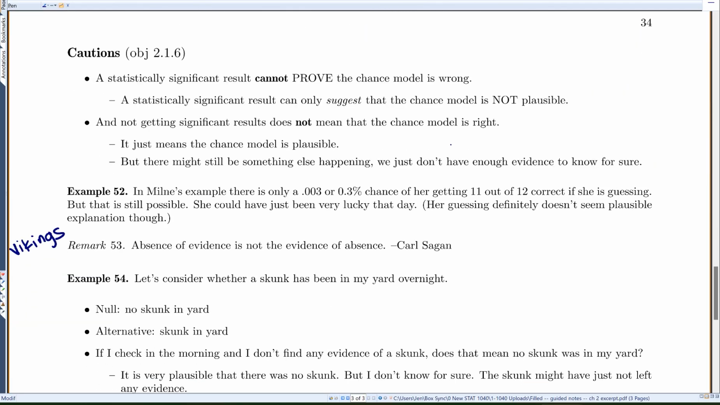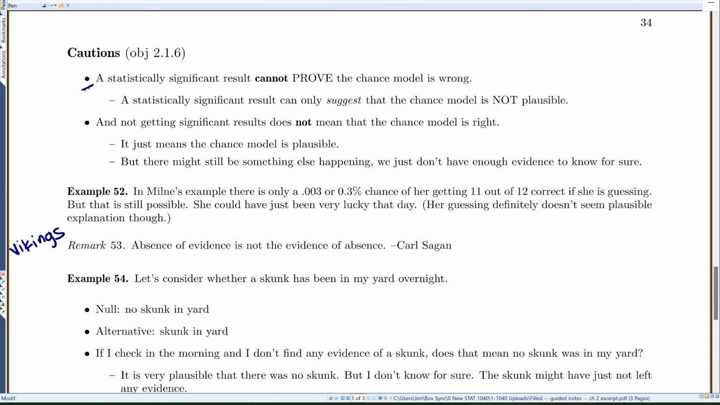Let's talk about a few cautions. A statistically significant result cannot prove that the chance model is wrong. A statistically significant result can only suggest that the chance model is not plausible. And we do pick those words very carefully. Not getting significant results does not mean that the chance model is right. It just means that the chance model is plausible. But there could still be something else happening. We just don't have enough evidence to know for sure.